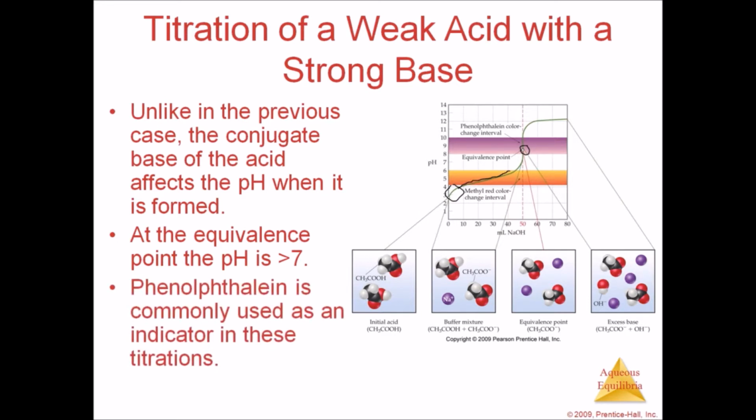In these particular cases, when you're dealing with a weak acid and strong base, we use phenolphthalein as the indicator because it changes between 8 and 10.